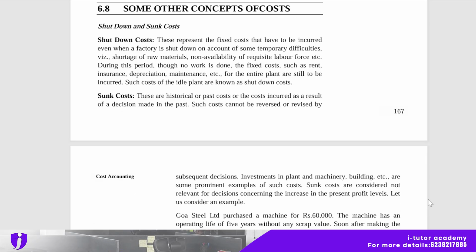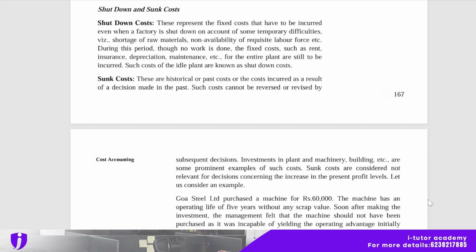Shutdown costs represent the fixed costs that have to be incurred even when a factory is shut down on account of some temporary difficulties, such as shortage of raw material, non-availability of requisite labor force, etc. During this period, though no work is done, the fixed costs such as rent, insurance, depreciation, maintenance, etc.